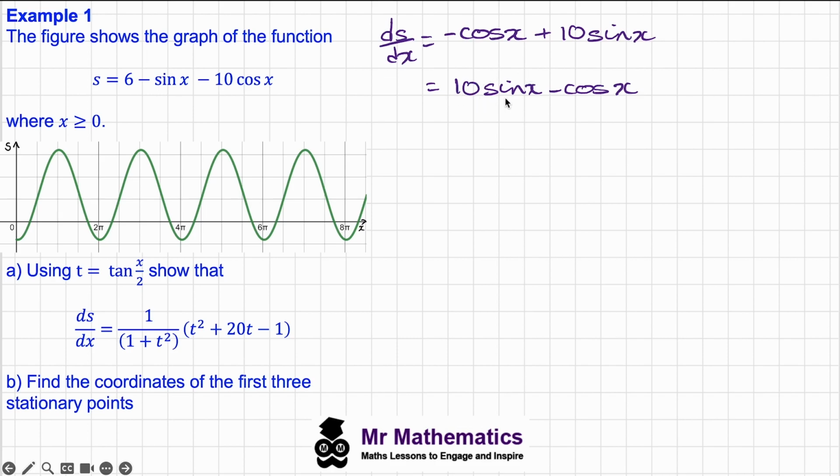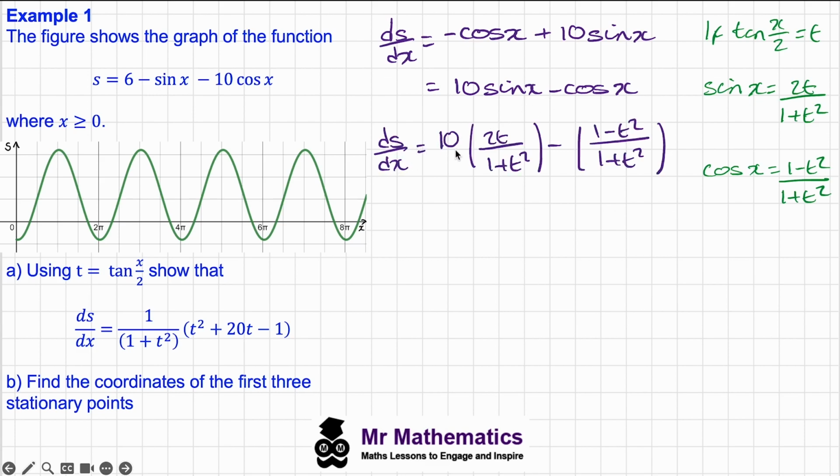So now we've got this gradient function, we can use t equals tan of x over 2 to write sine x in terms of t. So 2t over 1 plus t squared. We can also write cos x in terms of t, 1 minus t squared over 1 plus t squared. And now we can substitute these values of sine and cos into our gradient function. So ds by dx will be 10 lots of sine x minus cos x.